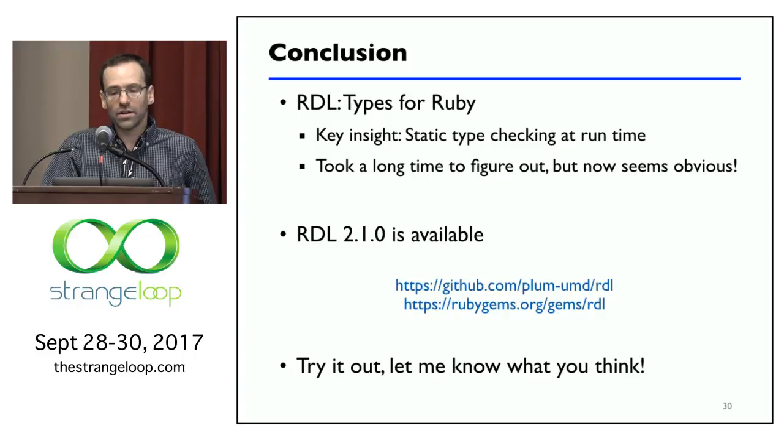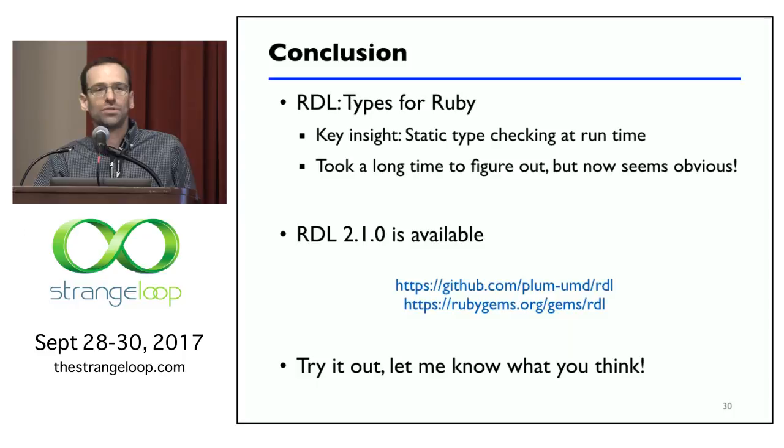All right, so that's RDL, this type system we've developed for Ruby. And I think the punchline here is that to get it to fit with this dynamic language, the key insight is doing static type checking, but doing that at runtime. So still being able to reason about all possible paths through a method, but doing that reasoning at runtime after metaprogramming code has been executed. And it took us a long time to figure that out, but now it seems completely obvious to me that that's the right way to do this.